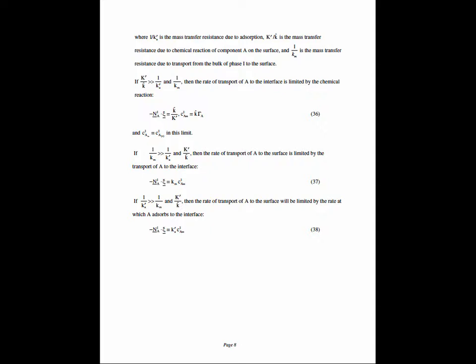Often one phenomenon or the other will be dominant. This is an example where if the chemical reaction rate constant k-hat is small, then the resistance due to chemical reaction, resistance to mass transfer, will be dominant, and the mass flux will be equal to the rate of chemical reaction of A on the surface. The other two resistances, the adsorption, desorption, and the transport through the boundary layer, are unimportant.